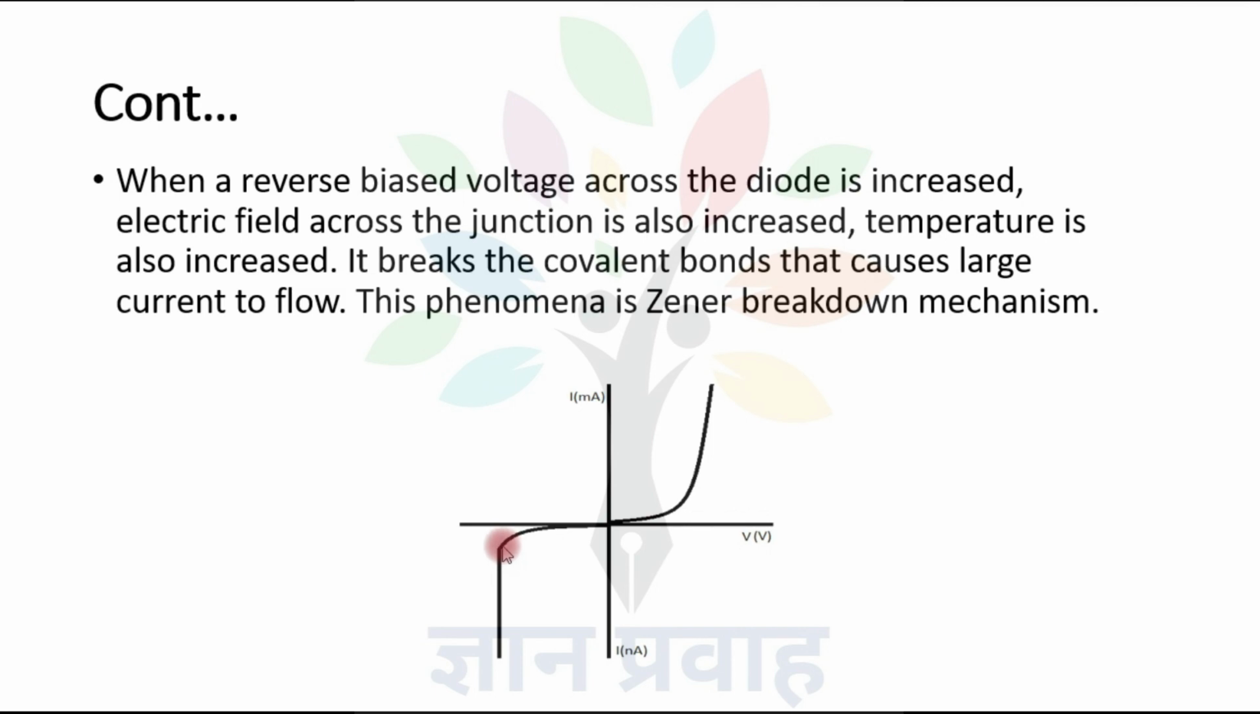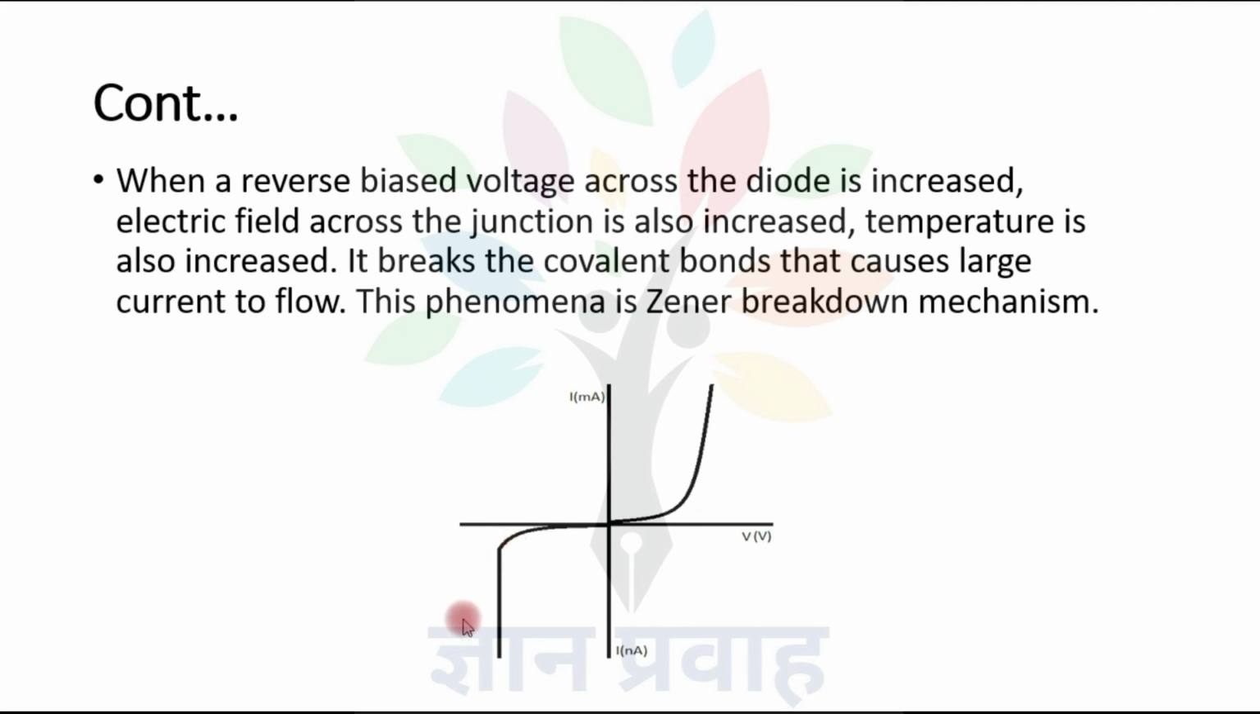So the Zener diode operates in this region. This region is the breakdown region. At a certain point, the current increases drastically without increasing the magnitude of the applied external voltage. This voltage point is the breakdown voltage. So at the breakdown voltage, the current is large, and this Zener diode works on the Zener breakdown mechanism.